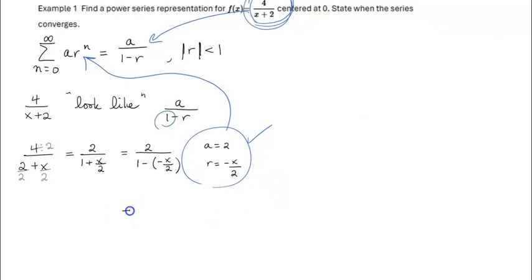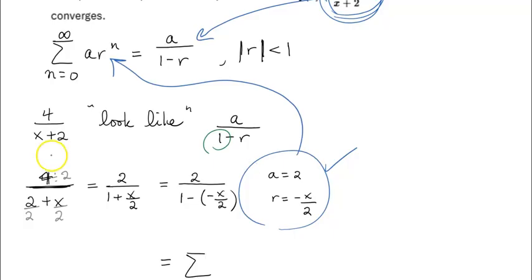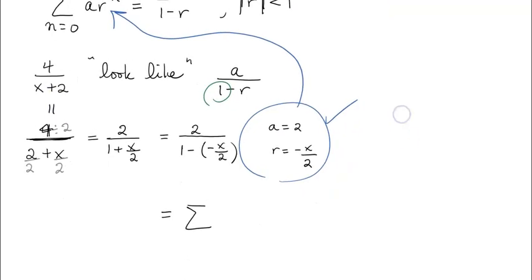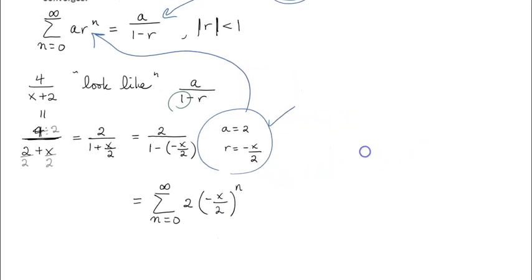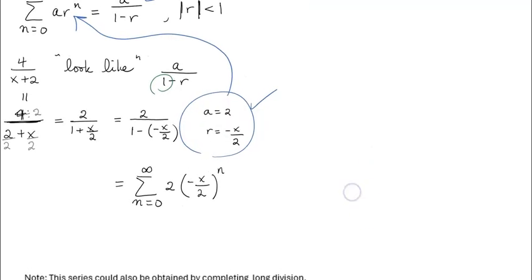So this is now equal to the sum. I'm just following still from the function, because remember this function here, I'll just add in a line. These are all equal. The sum from n equals 0 to infinity of a, which is 2, r, which is negative x divided by 2, raised to the n power. And I'll write out a few terms of that sum, and we'll also talk about where that sum converges.